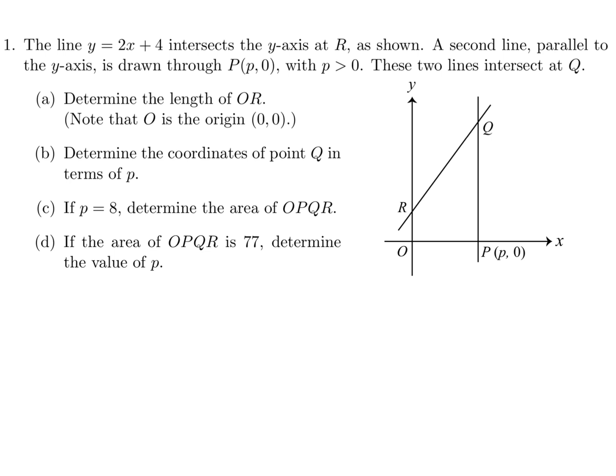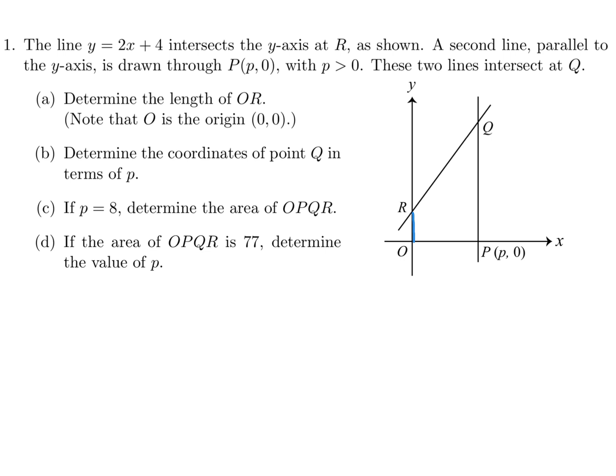The line y = 2x + 4 intersects the y-axis at R, as shown. A second line parallel to the y-axis is drawn through P(p, 0), with p greater than 0. These two lines intersect at Q. Determine the length of OR. Well, OR, I guess, is this segment right there. So I guess we just have to figure out the coordinates of R.